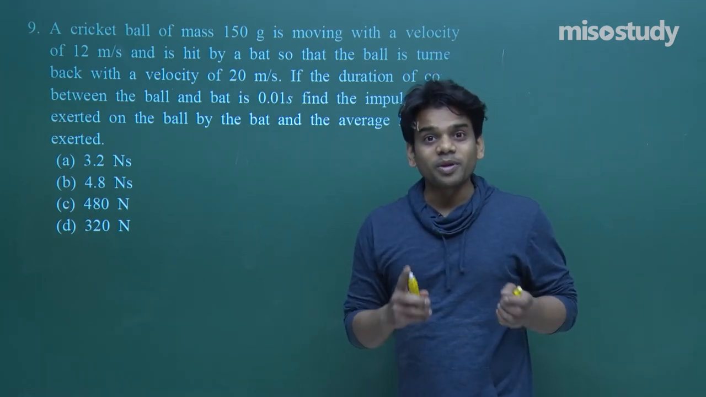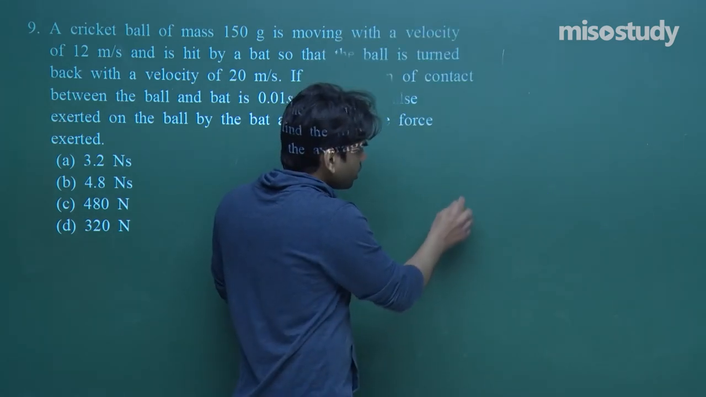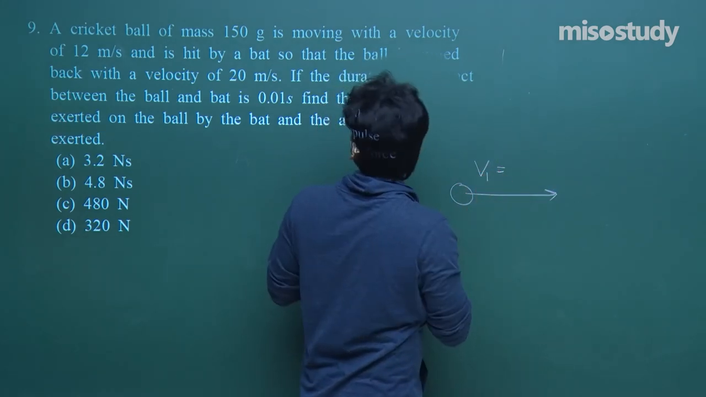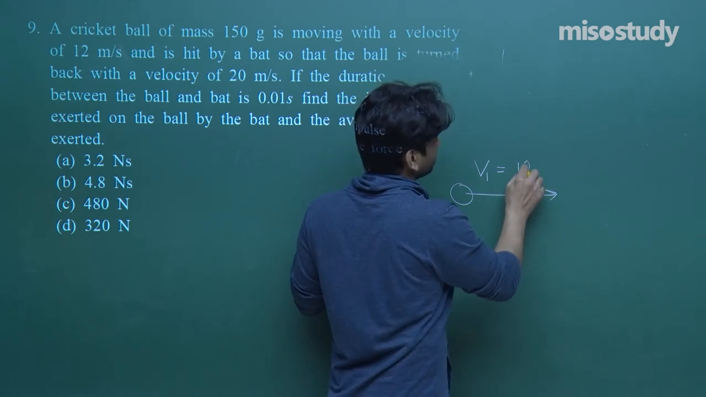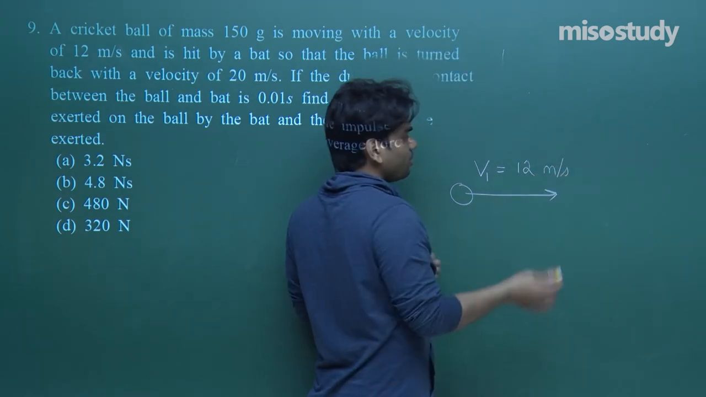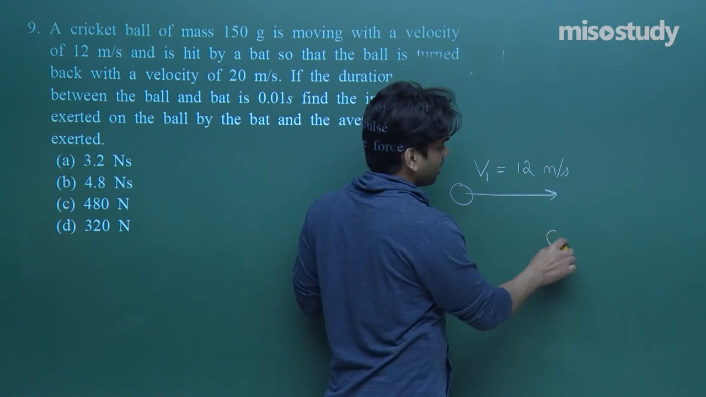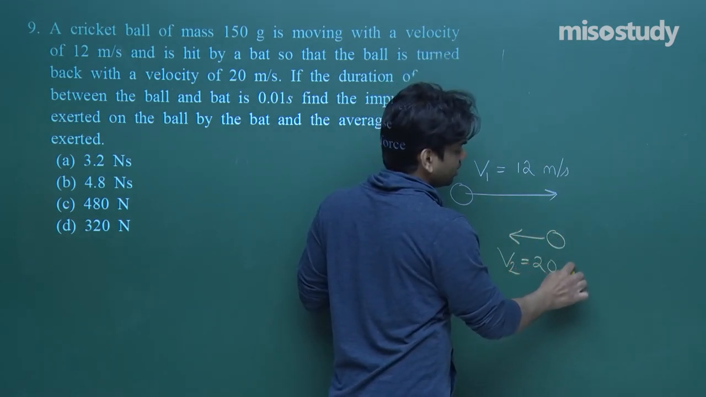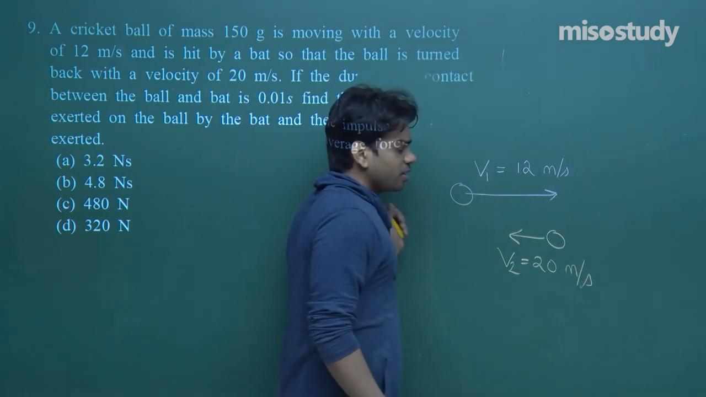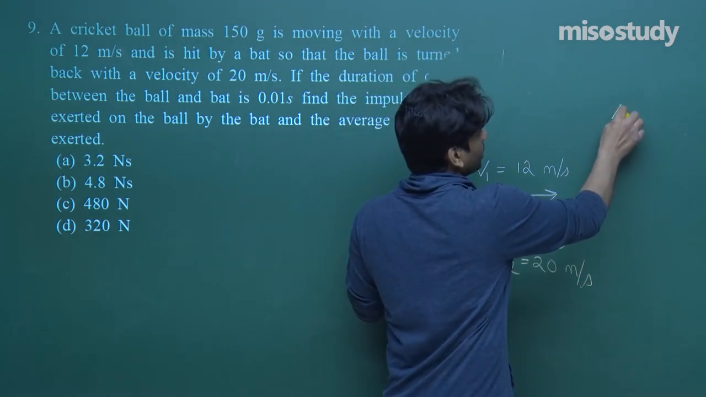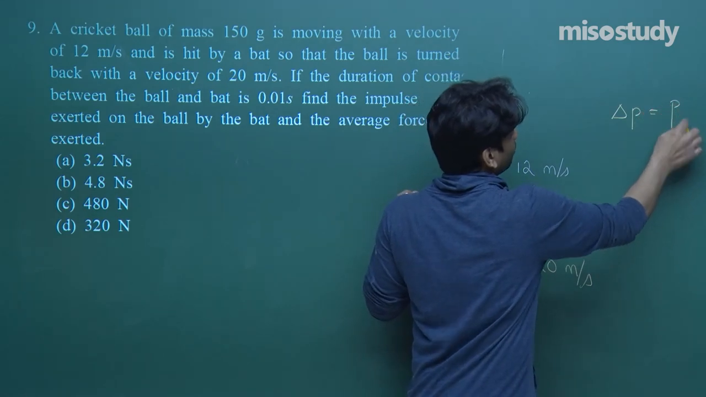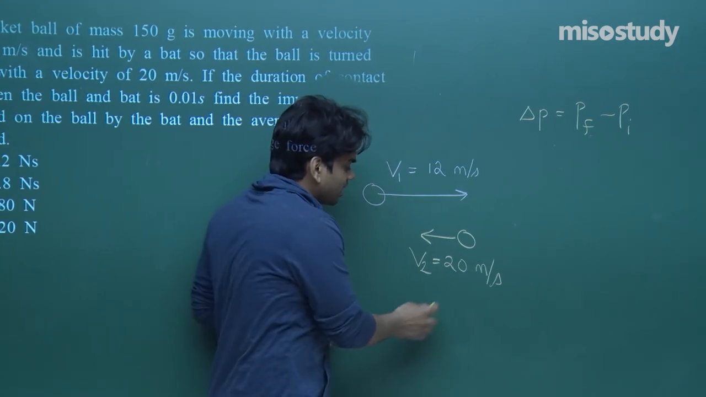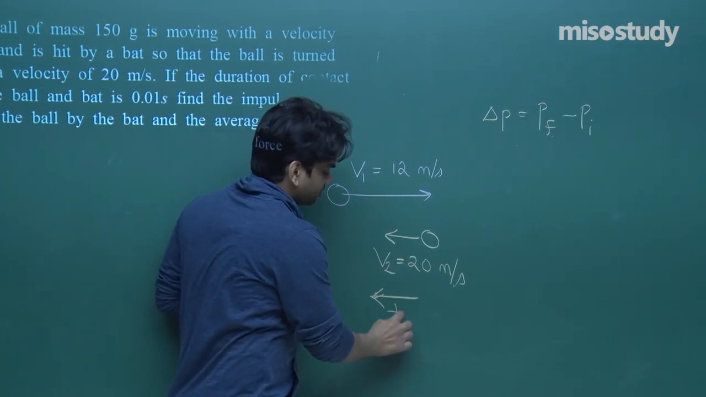I believe that you must be remembering the concept of impulse. The ball was coming along this direction. This is the initial velocity that is given as 12 meter per second. It has been hit by the bat and starts moving with the final velocity that is given as 20 meter per second. The change in momentum, delta P, will be final momentum minus initial momentum. Let's take the left hand side direction as positive.